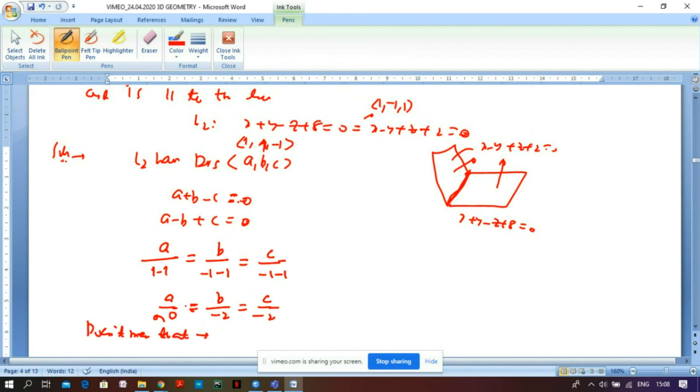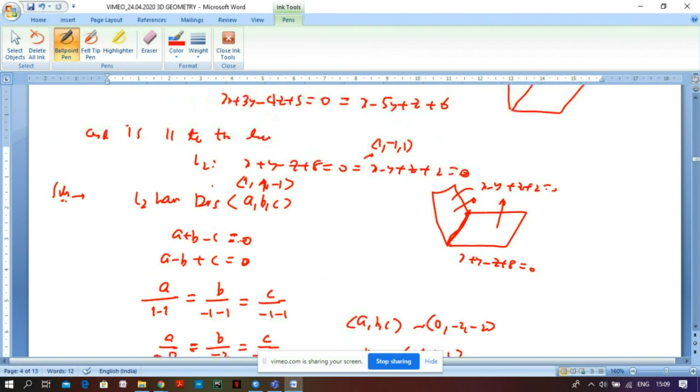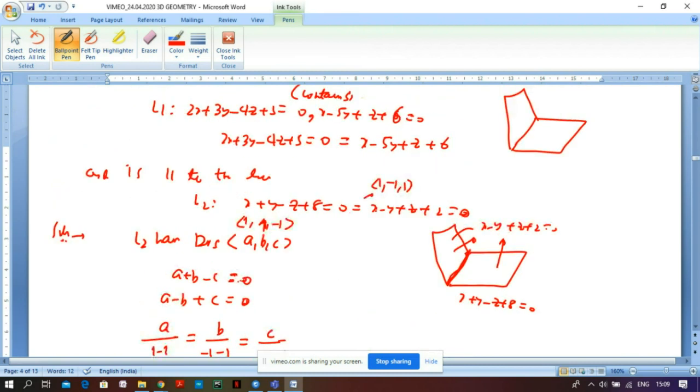It's just a shorthand of writing that the directions ABC are proportional to 0, minus 2, minus 2. Even if I take minus 2 out, it does not matter. So I will say 0, 1, 1. It means I got the DRs of line L2. So first of all, we found the DR of this line L2. It also passes through some point, but that is not needed right now.